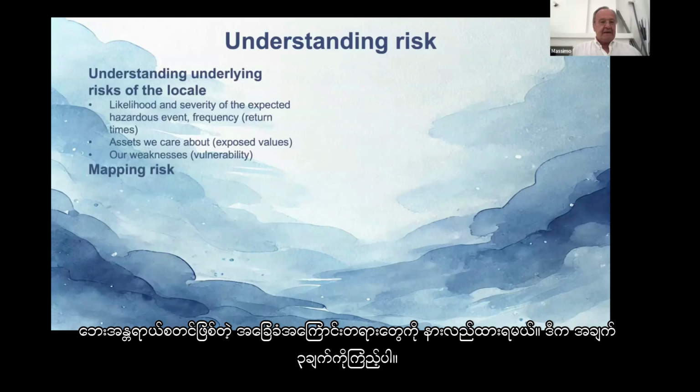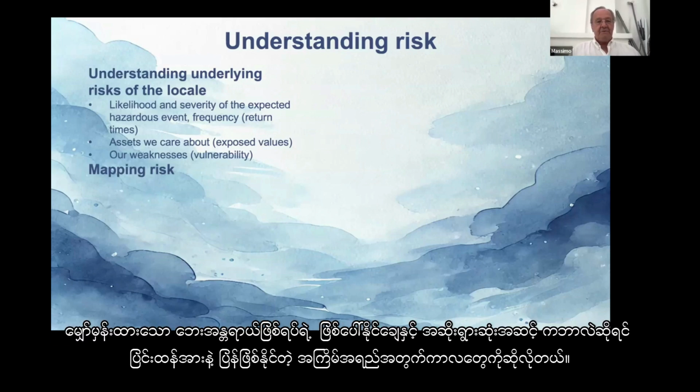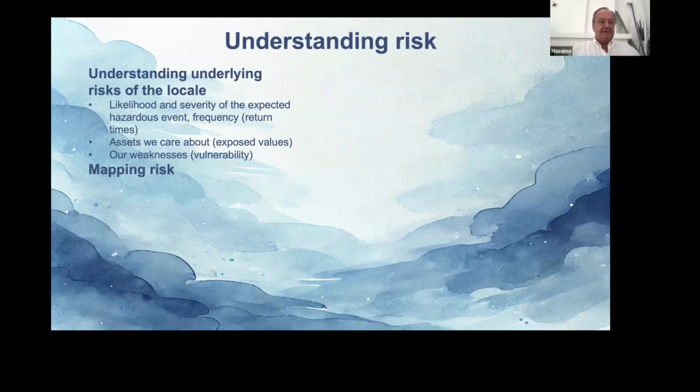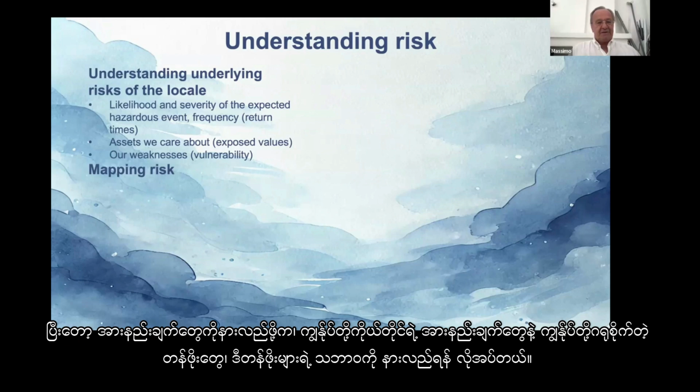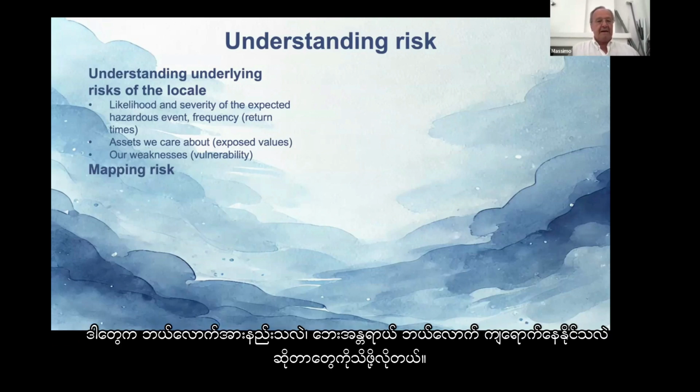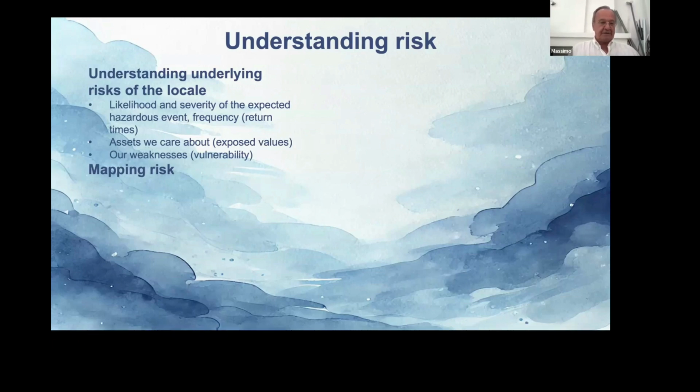Understanding the underlying risk of the locale then implies the knowledge of 3 elements: the likelihood and severity of an expected hazardous event. That means intensity and frequency, return periods. Then to understand our weaknesses, the weaknesses of ourselves and the values we care about, and the nature of the values themselves, how weak they are, and how exposed they are to the risk.